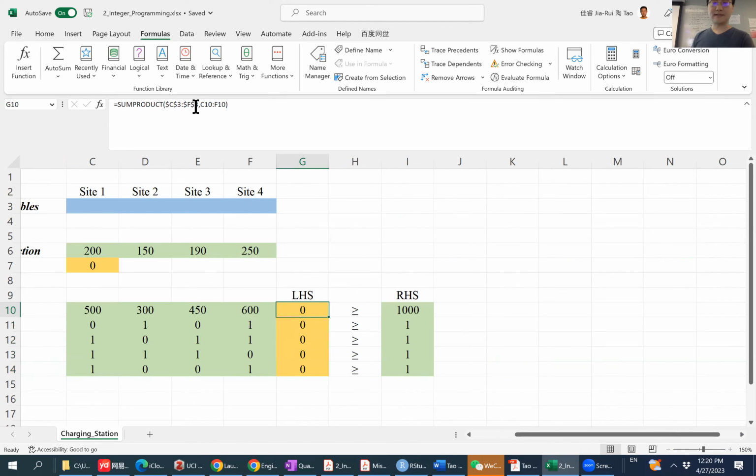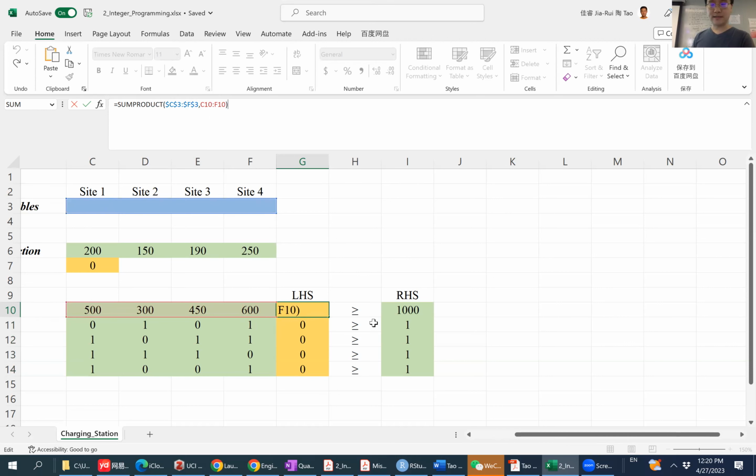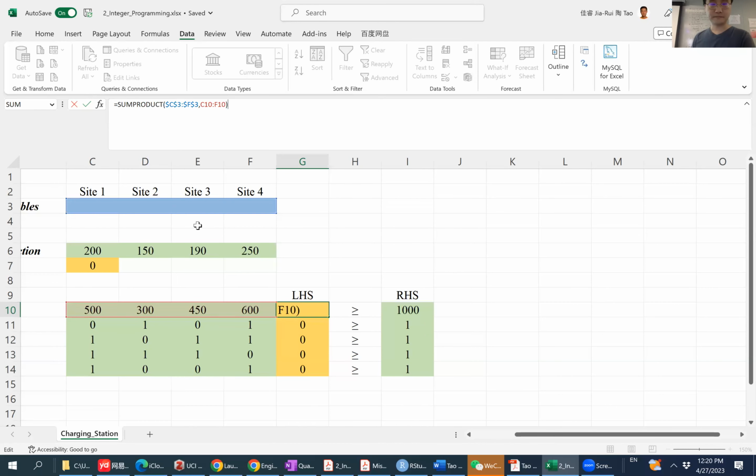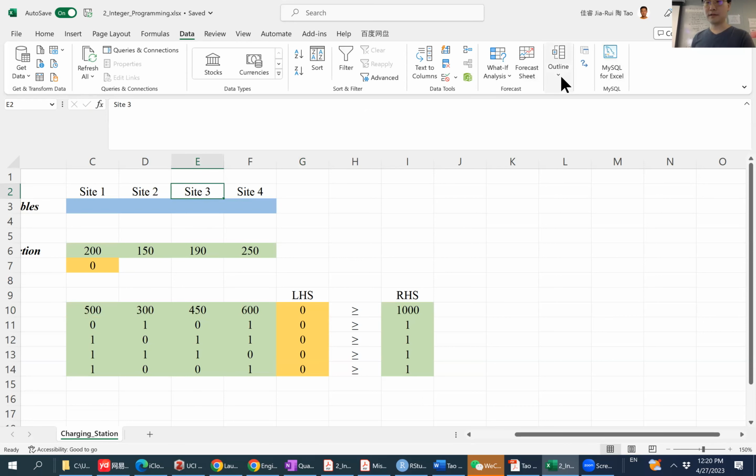Each of the left-hand side values is again a linear combination between the decision variables and the constraint coefficients. Once it's defined and we successfully recognize that each constraint has an equal-to-or-larger-than operator, the right-hand side values are 1000 for capacity, and ones for demand, and ones for accessibility. We can go to Data and use Solver.